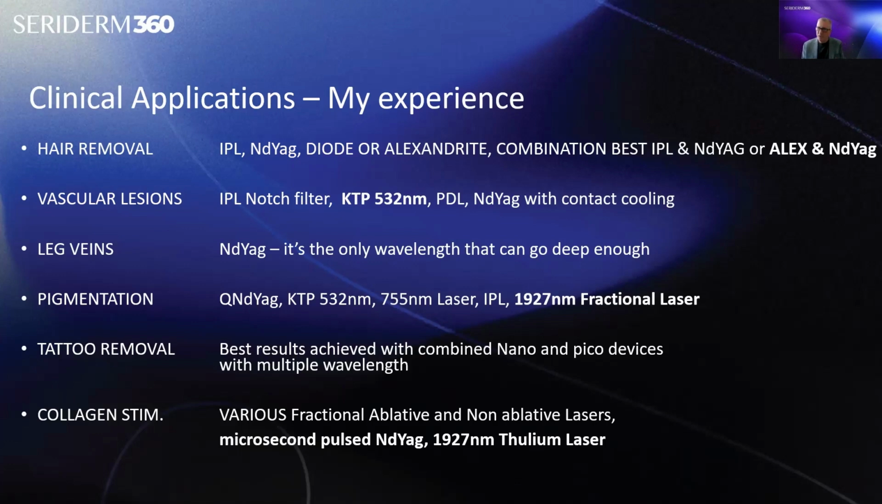Are you looking to treat professional tattoos? Are you just looking to do some amateur tattoos, in which case you can probably get away with a cheaper, mediocre type of nanosecond device? But if you want the best results on tattoo removal, then you combine nano and pico devices with multiple wavelengths. 4 wavelengths are often the best way to go. Tattoo removal depends very much on your budget, because you can have machines from really cheap prices into the £180,000 worth of equipment.